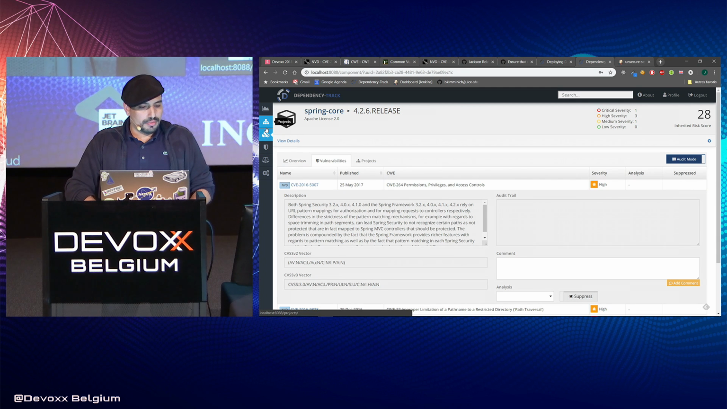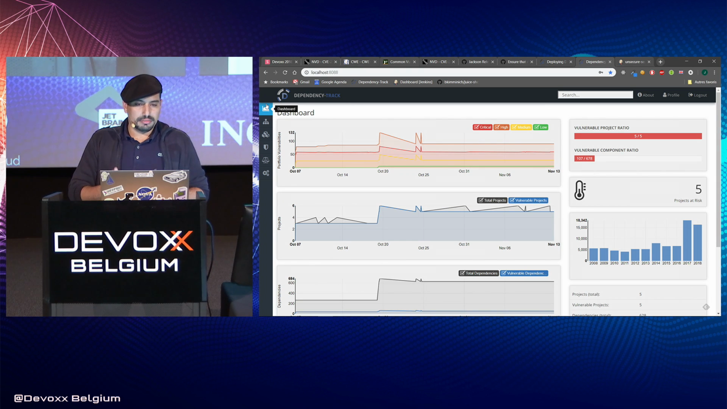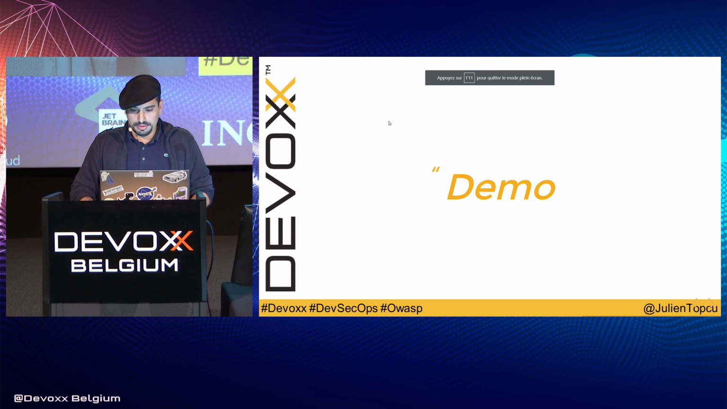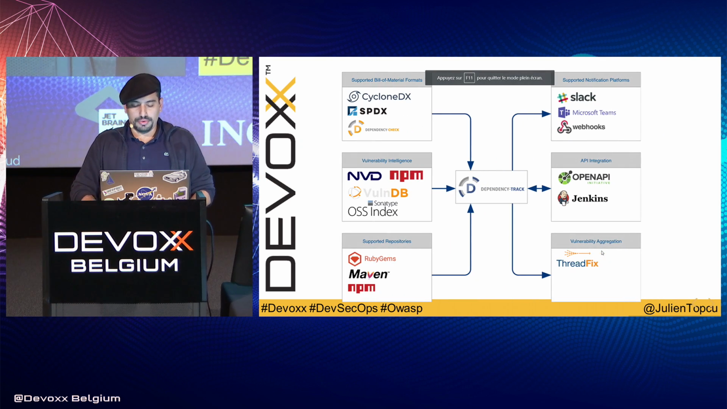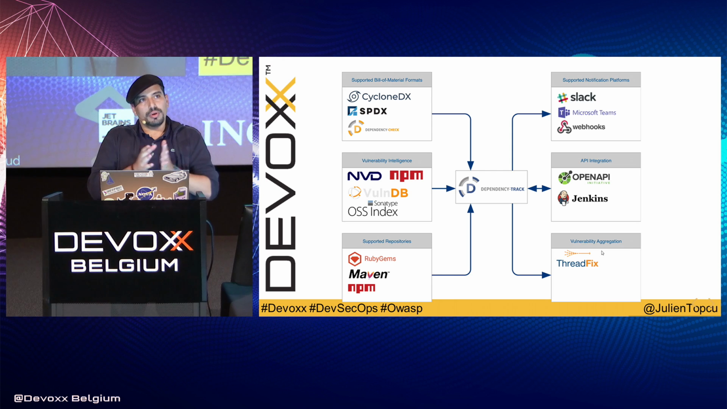There are some dashboards here. That's pretty fun if you want to play with some kind of reports. Sorry, I lost the focus. So this is the whole ecosystem that Dependency Track supports. There are some tools here that are not open source, but maybe you know that already if you are using them. So let's play with it.